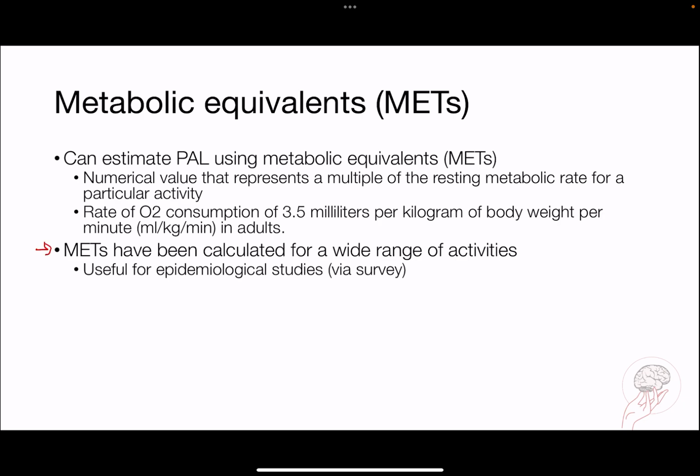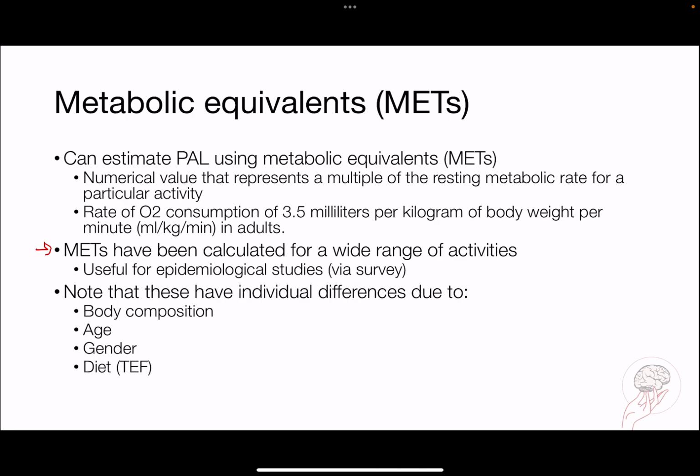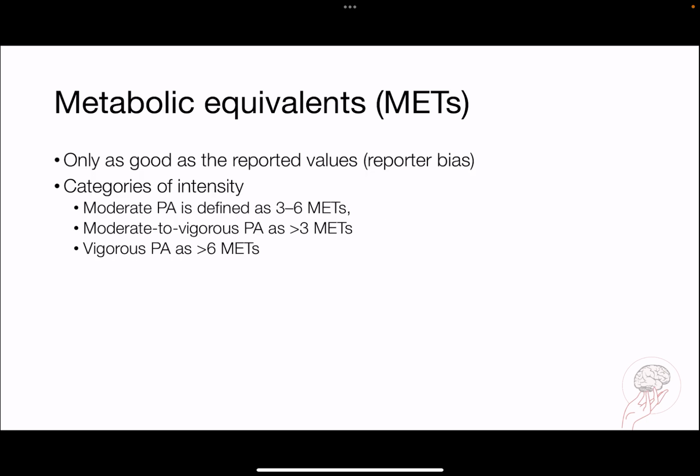So METs have been calculated for a wide range of activities, and they can be looked up in big tables. But please do note that there are individual differences due to body composition, age, gender, and diet. And these METs are only as good as the reported values. So moderate physical activity is 3 to 6 METs. Moderate to vigorous is more than 3, and vigorous is greater than 6. But again, you can check this against our list of PAL. People tend to over-report.